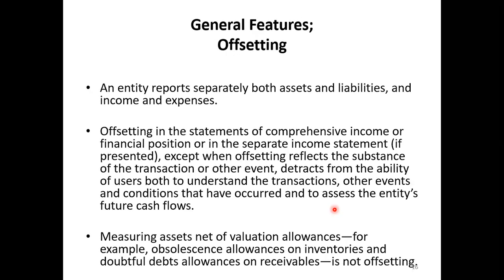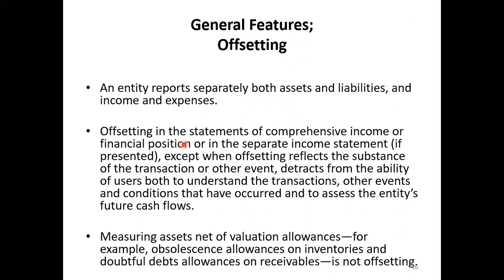An entity reports separately both assets and liabilities and income and expenses. It should be separate. So if the assets are set off with liabilities, we get finally what? Net assets, that is equal to equity. So the financial position, the balance sheet, is not like that. It shows the things separately. The assets and liabilities are not offset against each other, right?